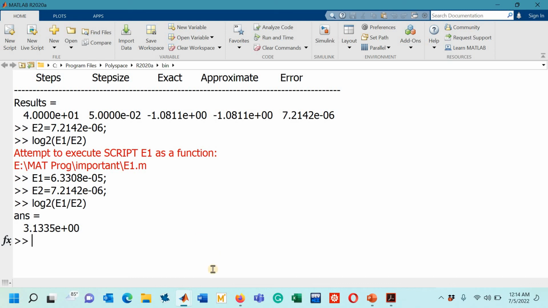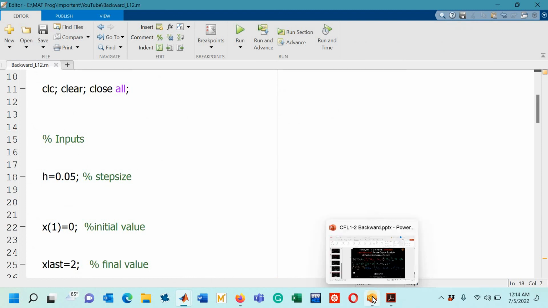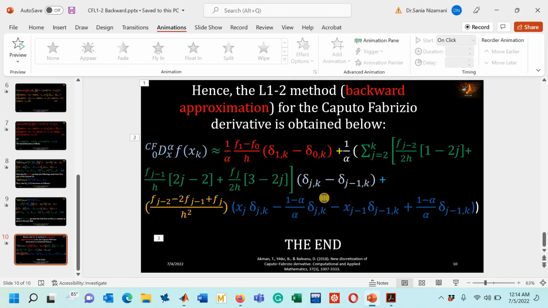Okay, I hope you understood the derivation as well as the code of this L1-2 method that the authors obtained via quadratic Lagrange interpolation and called backward approximation. So I hope you understood and enjoyed the lecture.